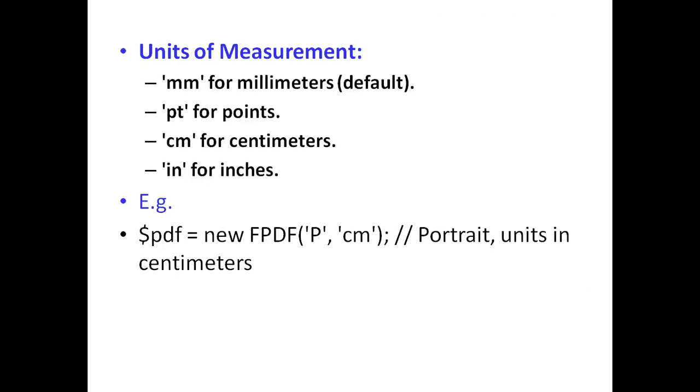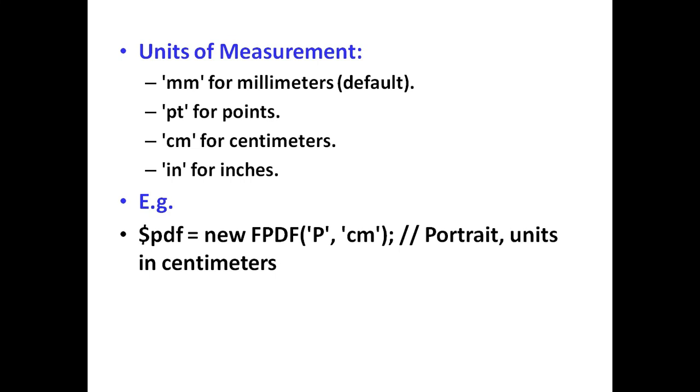Then unit of measurement. It can be in millimeters, points, centimeters or inches. You can define the measurement while creating the object for the PDF as $pdf = new FPDF('P', 'cm'), that is P for portrait and unit in centimeters.